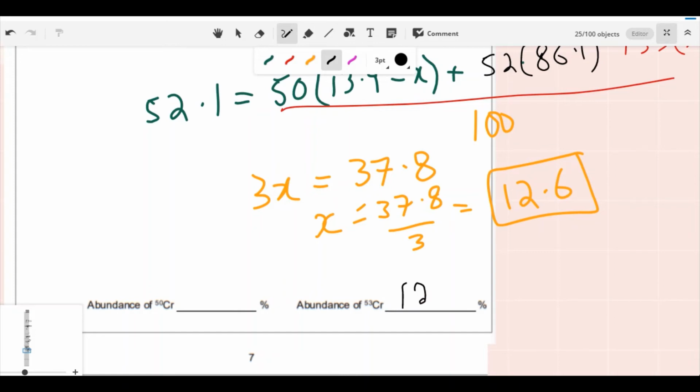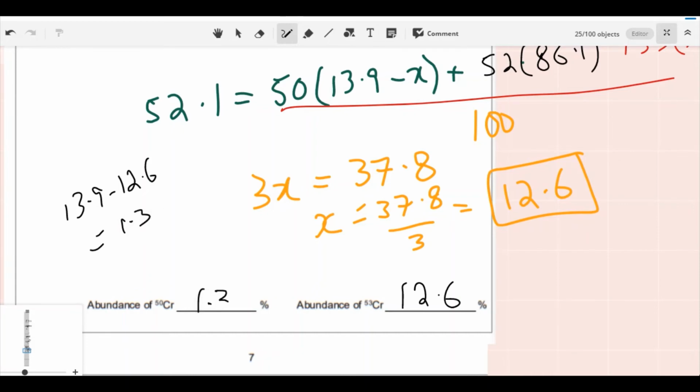I am going to write here 12.6. Now we need to find the percentage of chromium 50. As we already mentioned, chromium 50 is equal to 13.9 minus x. So here we can write 13.9 minus 12.6, and we get about 1.3. So it means chromium 50 will be 1.3%. So that is your answer.